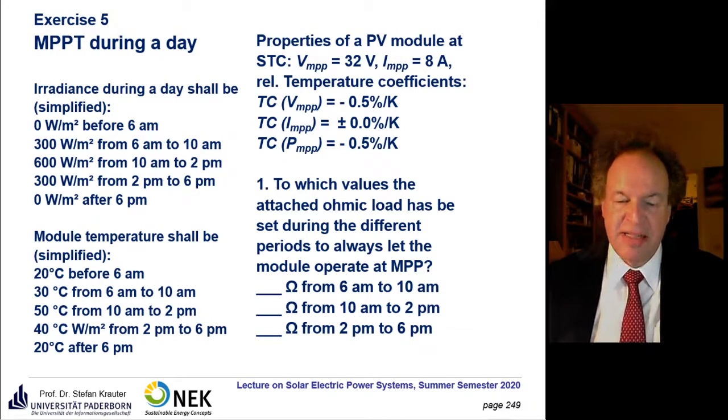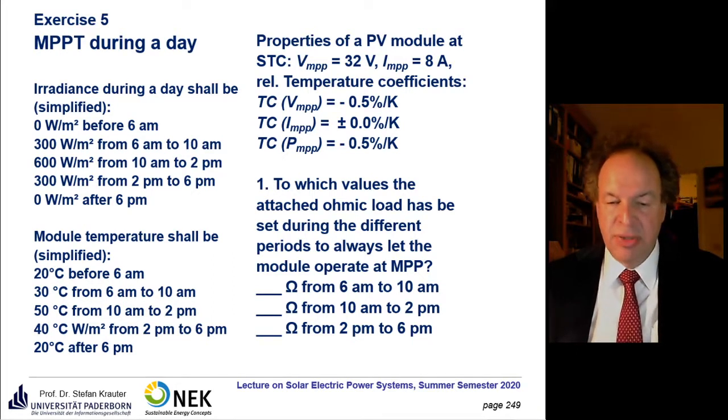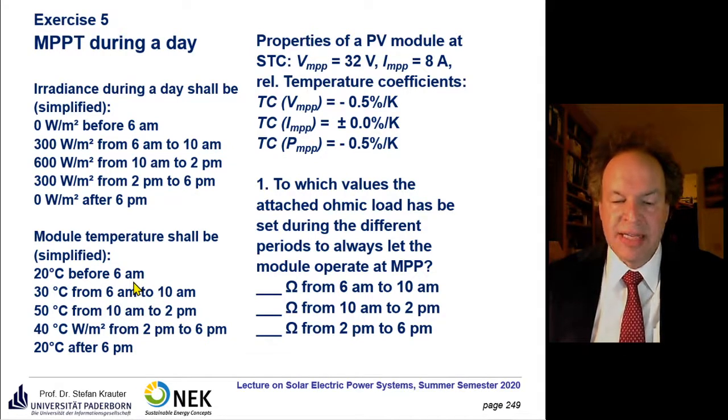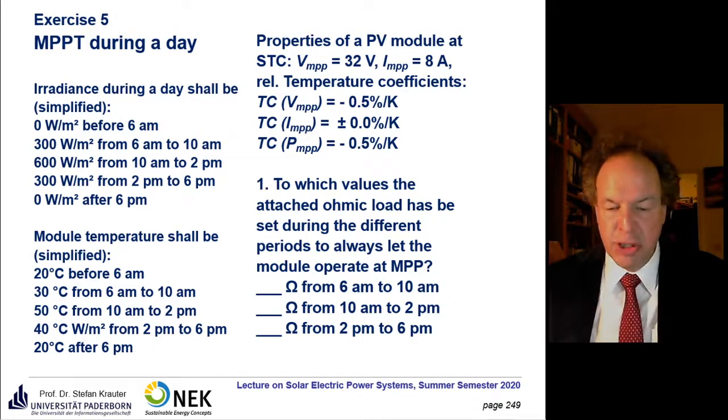The simplified temperature profile should be that we have 20 degrees Celsius before 6 a.m., then 30 degrees from 6 a.m. to 10 a.m., 50 degrees Celsius from 10 a.m. to 2 p.m., and then 40 degrees Celsius from 2 p.m. to 6 p.m. So it's not symmetrical, such as the irradiance, because in the afternoon we have higher temperatures, and after sunset, temperature should go down to 20 degrees Celsius.